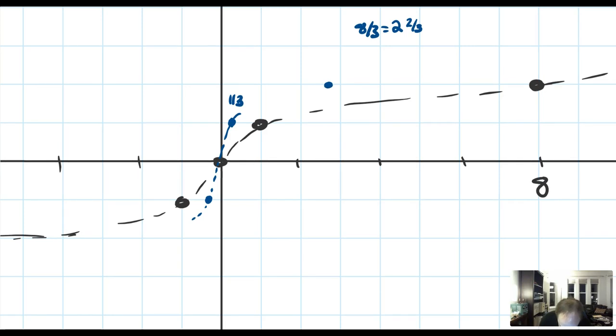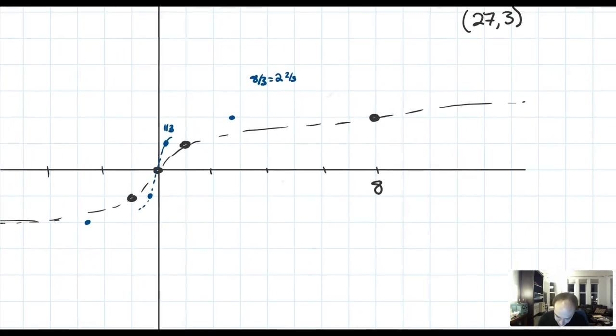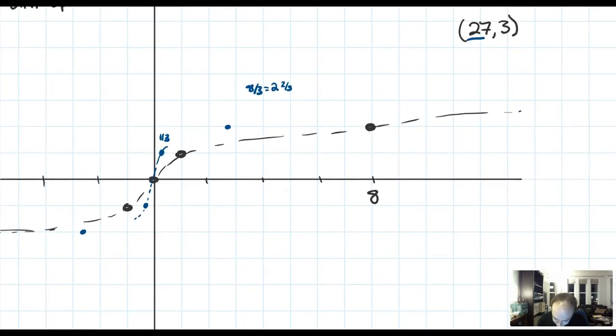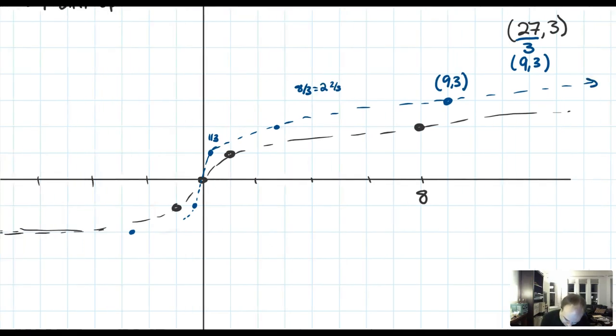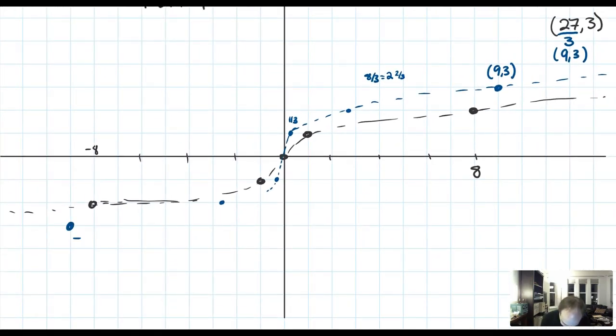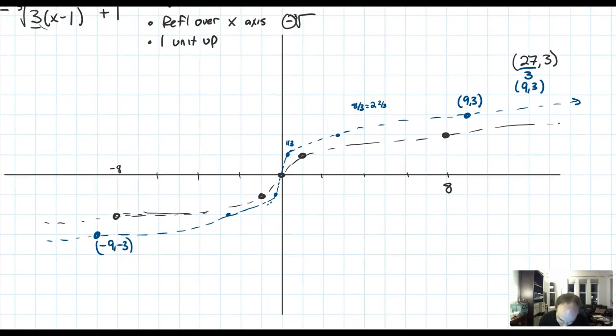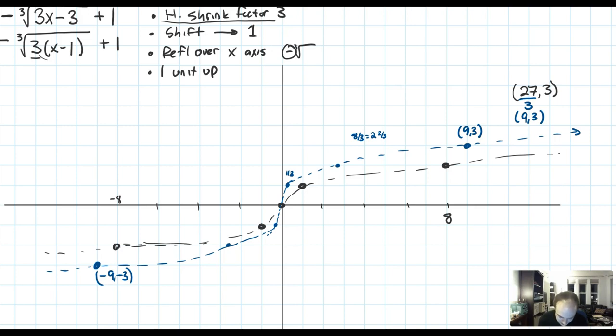Here, 2 2/3. And then I'm actually going to be able to now get the point 27, 3 on my graph, because when I take the x value here and divide it by 3, that's going to come to the point 9, 3, which does actually fit on my graph right there. So now I'm going to try to connect these points with that nice smooth cube root curve. I should be able to get that point -9, -3 on the graph as well now. So there's my curve. Still a little messy. I'm not gonna worry about getting the line super perfect until I'm really doing my total end function. Now I'm just gonna do this shift, reflection, and shift.